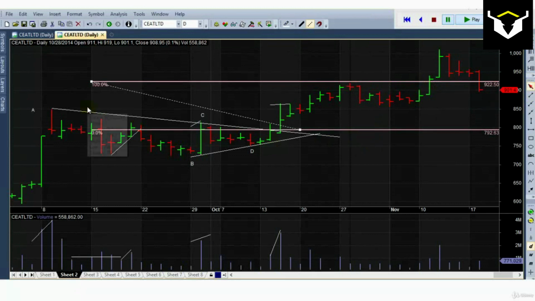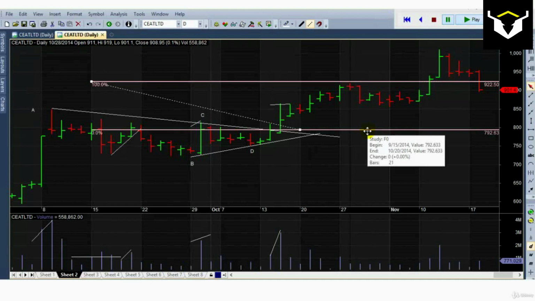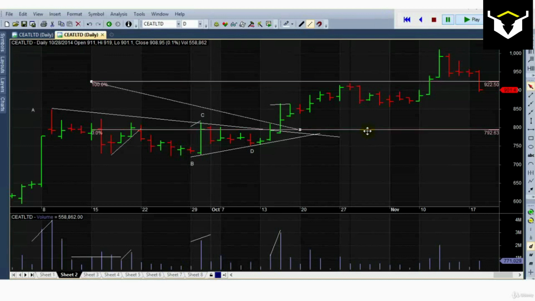Alright, take the maximum distance, the maximum width of the triangle, and plot that width upwards from the point of breakout. If it is a bearish triangle, take the maximum width and project that width downwards from the point of breakout.